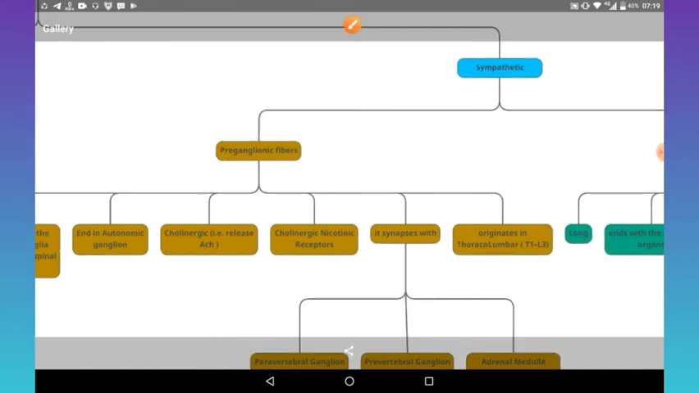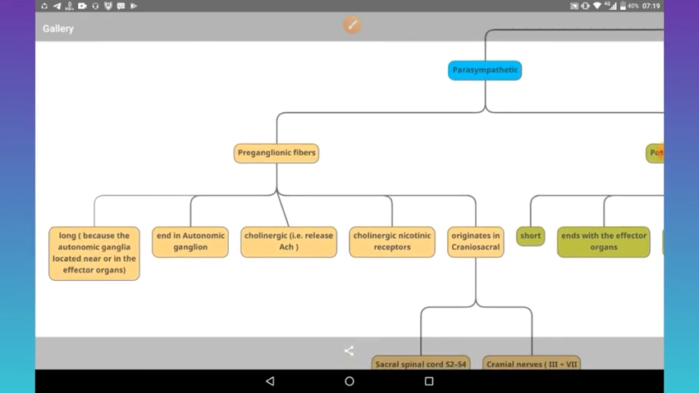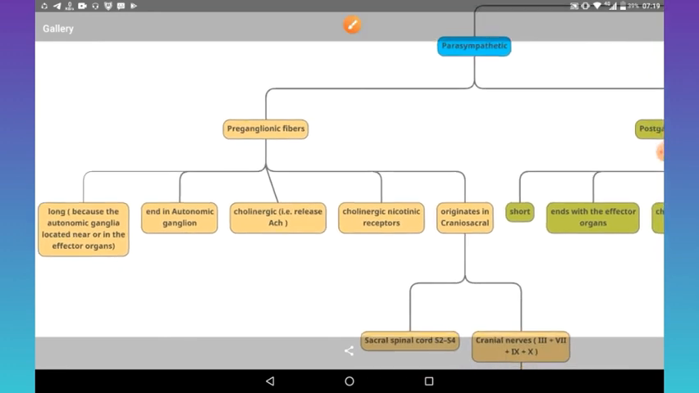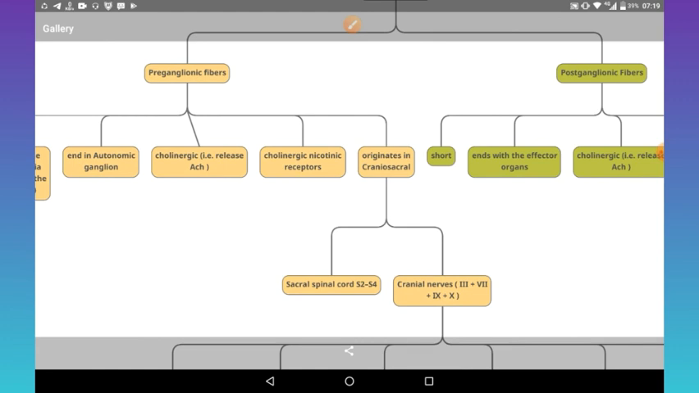Moving on to the parasympathetic nervous system, we're going to start with the preganglionic fibers. They are, as we see here, long because the autonomic ganglia are located near or in the effector organ. They end in autonomic ganglia and are cholinergic, which means they release acetylcholine, with cholinergic nicotinic receptors. They are craniosacral in origin, whereas the sympathetic is thoracolumbar in origin. The craniosacral origins are the sacral spinal cord from S2 to S4, and the cranial nerves 3, 7, 9, and 10.